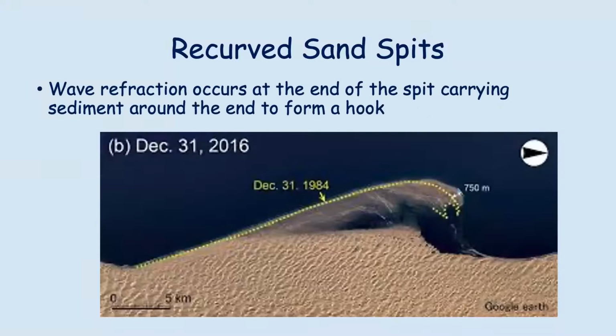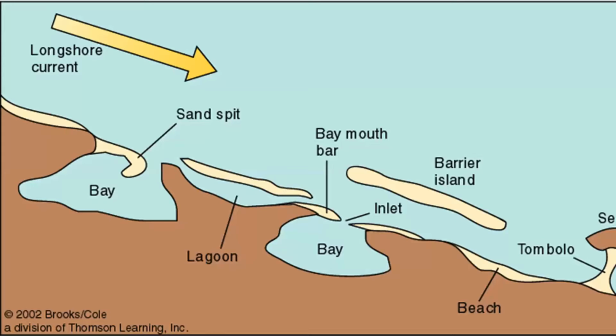Recurved sand spits form when wave refraction occurs at the end of the spit, carrying sediment around the end and forming a hook. A bay mouth bar is when a sand spit closes off a bay, attaching to a headland adjacent to the bay, and then an inlet can be cut through, providing a passage from the bay to the ocean.